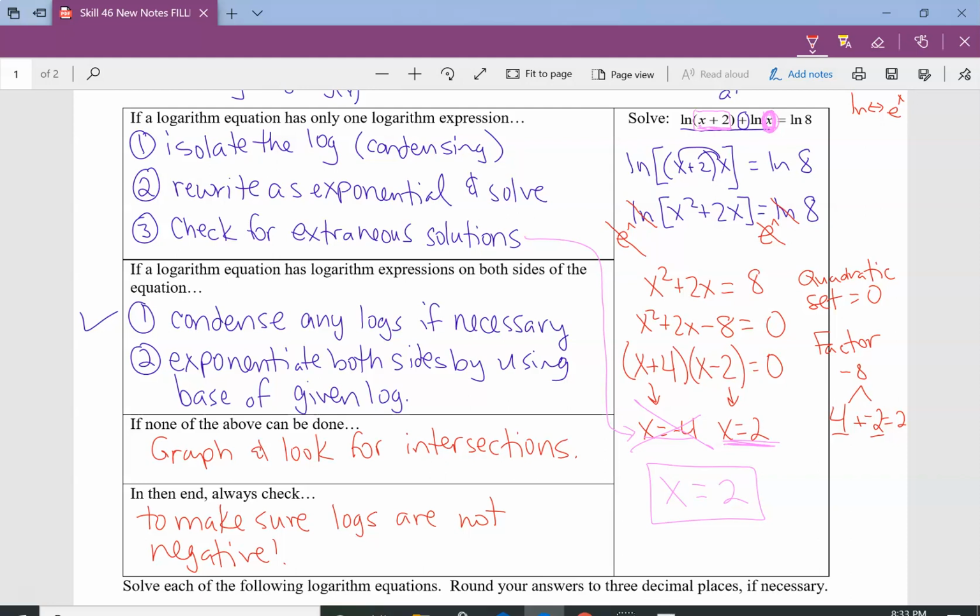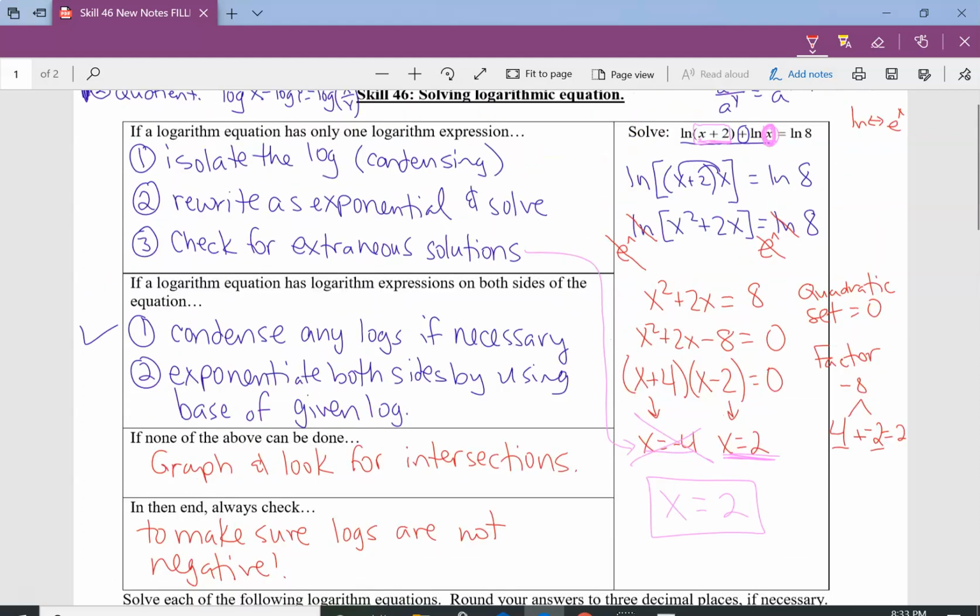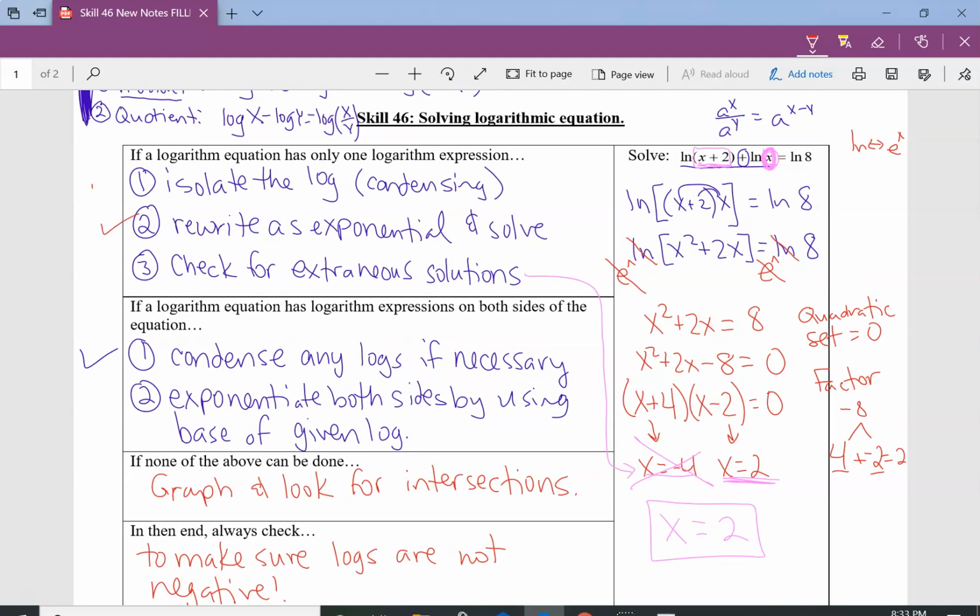So let's go ahead and see how to do some problems here. On the first one, first I am required to condense these logs, so I got a minus sign here, so I'm using the quotient property. So I'm going to write this log base 2. Since I'm using the quotient property, I'm going to have x plus 2 over x minus 1 equals 3. All right, so I do not have a log on both sides, so according to my steps, I have to rewrite as an exponential.